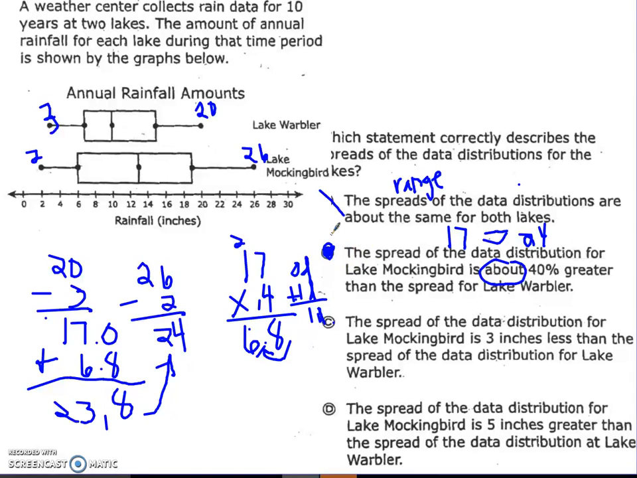Okay, let's check C. The spread of the data distribution for Lake Mockingbird is 3 inches less than the spread for Lake Wobbler. So if we did 24 minus 17, I would get 7. So it's not 3. The spread of the data distribution for Lake Mockingbird is 5 inches greater than the spread of data distribution of Lake Wobbler. Remember, we said it was 7, so it is not 5. Okay, let's go to the next one.